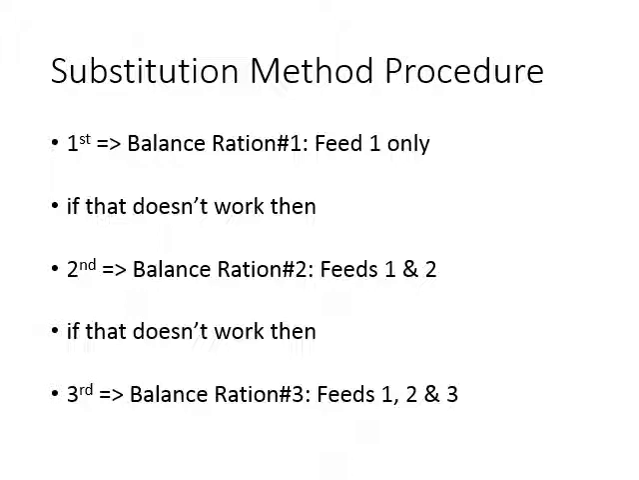If it doesn't, we're going to move on to our second ration, ration number 2, where we use feeds 1, our forage, and our feed 2, our energy feeds. We're going to ask, does that satisfy dry matter intake, energy, and protein? If the answer is no, we're going to continue on to our third ration, where we're going to use feeds 1, 2, and 3. And for the most part, we're going to use all 3 in our ration balancing to get that final balanced ration.